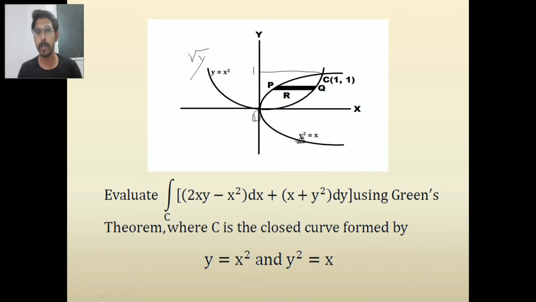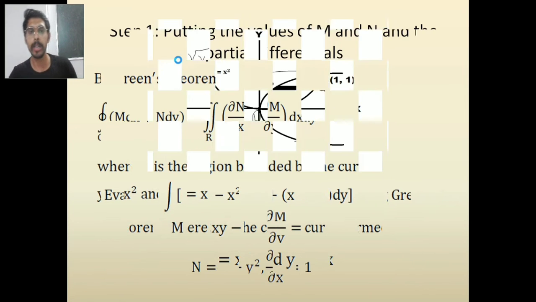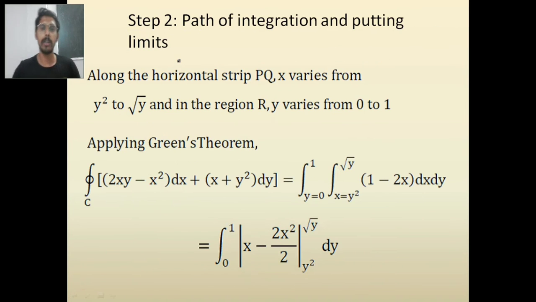So this particular parabola has x equals y squared, and this particular parabola has x equals square root of y. So automatically we can conclude that the limit of x varies from y squared to square root of y, and the limit of y, as I have already told you, will be simply 0 to 1. That will be the limit of y, and the limit of x will be y squared to root y according to the strip PQ. So now we are going to find out the Green's theorem.